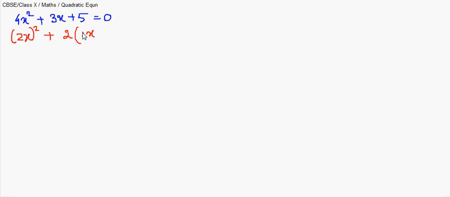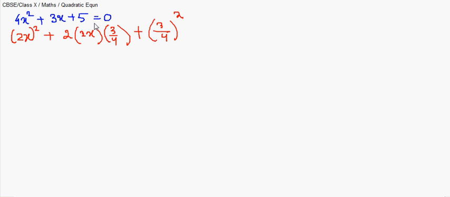2a, so what should be the b so that you get a 3x? So it should be 3 by 4, so that this 2 and 4 get cancelled, plus it is 3 by 4 whole square. That gives me now 9 by 4.